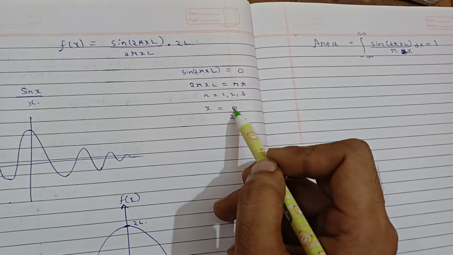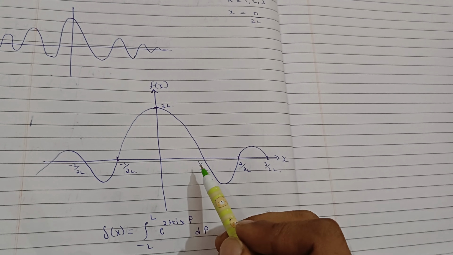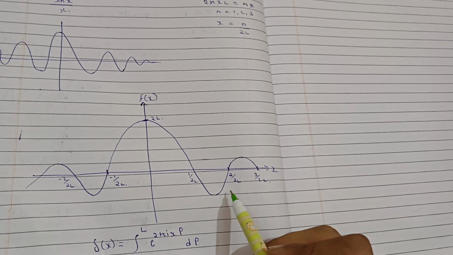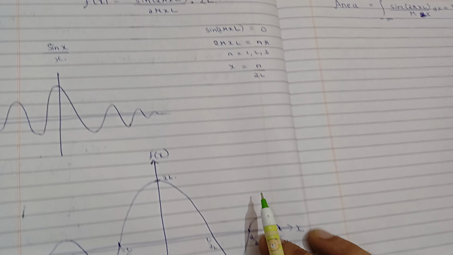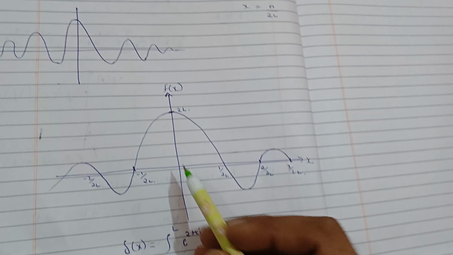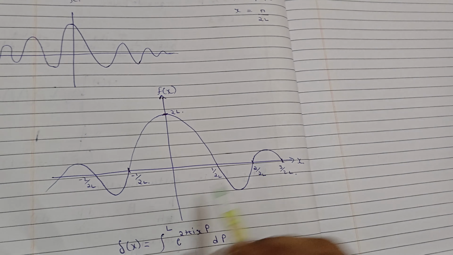So the first 0 will be at n equal to 1, so 1 upon 2l you will get your first 0. Here minus 1 upon 2l, the same, 2 by 2l, minus 2 by 2l. So that's how you are getting your zeros. Now see, you define this plot here. Now how can we say that this is your Dirac delta function?